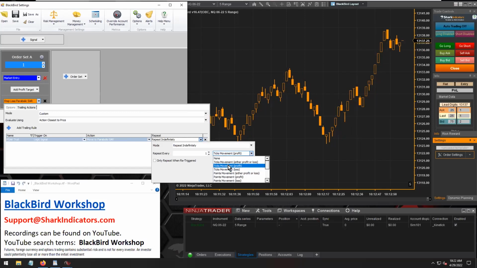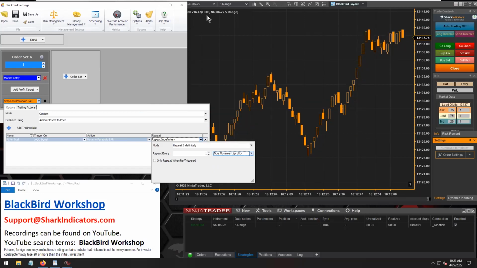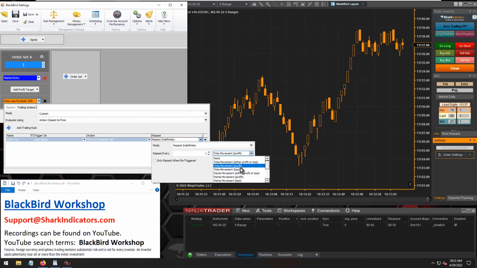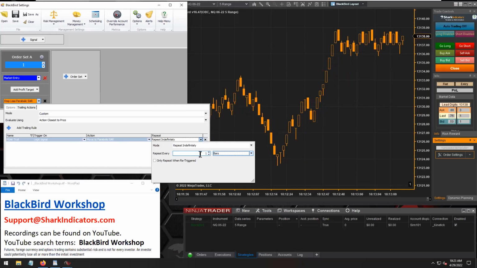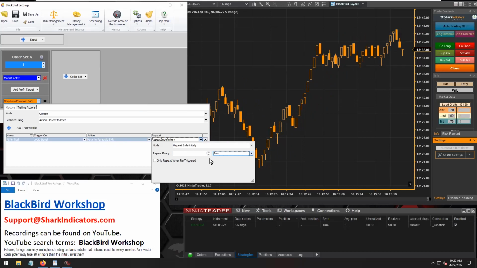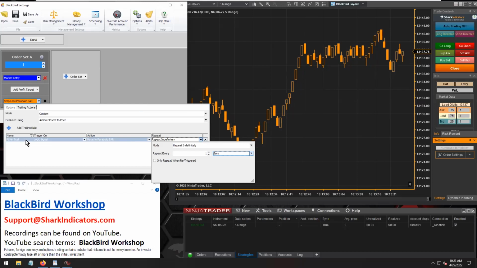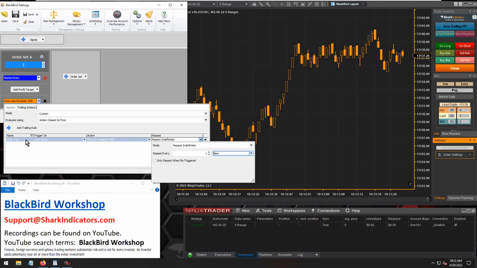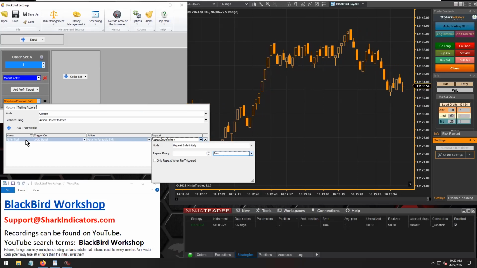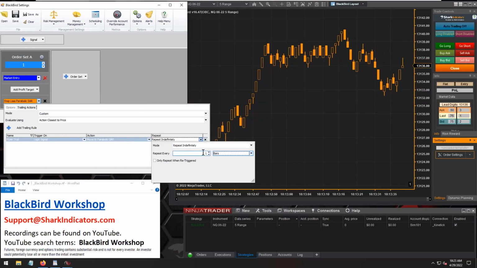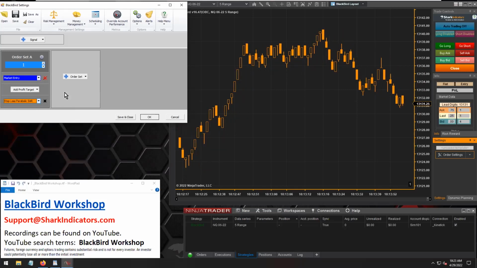But if BlackBird is set to on price change or on each tick, then you can tell BlackBird to wait until the bar closes before it calculates this trailing rule. So you can reduce the amount that trailing actions are calculated, but you cannot increase the frequency. You can't increase the frequency at which trailing rules are calculated, but you can always decrease it. All right, now I think we covered every possible scenario there.